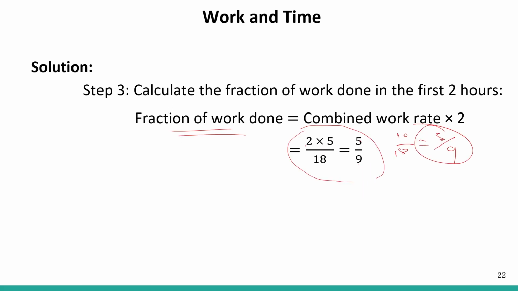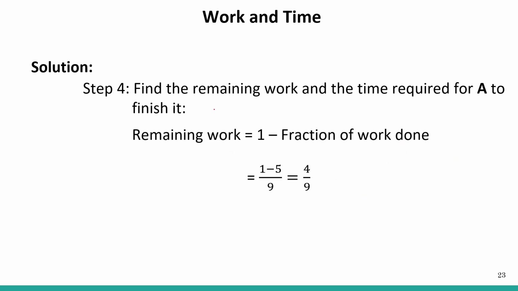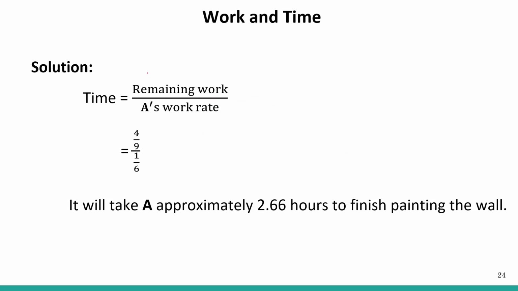So what we do next is find the remaining work after B leaves. What is A left with? How much of the wall needs to be done? Remaining work is equal to 1 minus the fraction of work done, that is 1 minus 5 by 9, which is equal to 4 by 9. So time is equal to remaining work by A's work rate, that is 4 by 9 divided by 1 by 6. So it will take A approximately 2.66 hours to finish the painting. This is nothing but 24 by 9, which is 8 by 3 hours, that is 2.66 hours.